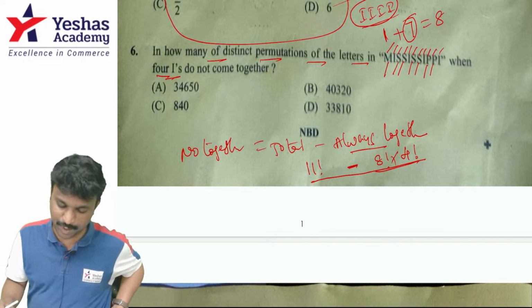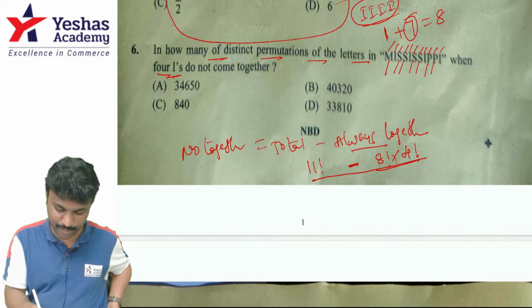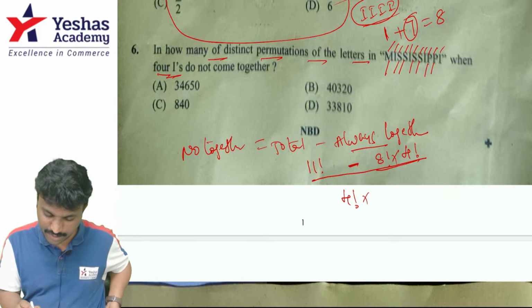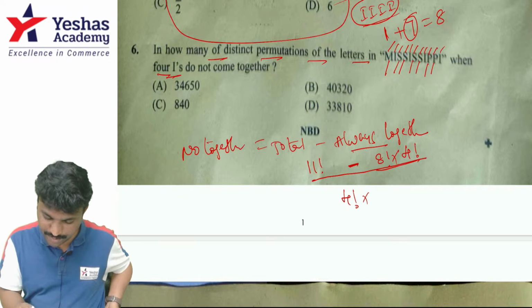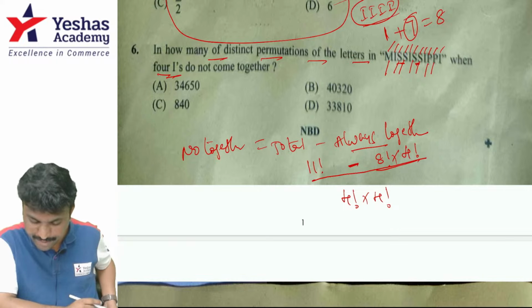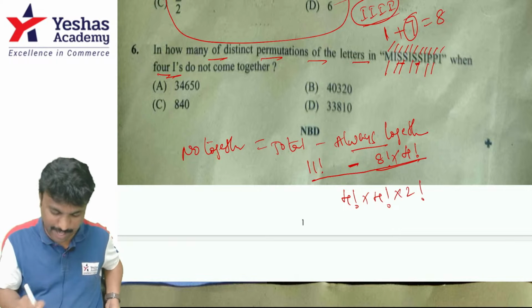Now, M has it repeated? No. I has it repeated? Yes. How many times? 4 times. So 4 factorial, I have to divide. Then, except I, S has repeated how many times? 2 plus 2, 4 times. So 4 factorial again I have to divide. And then P has repeated twice. So 2 factorial I have to divide.